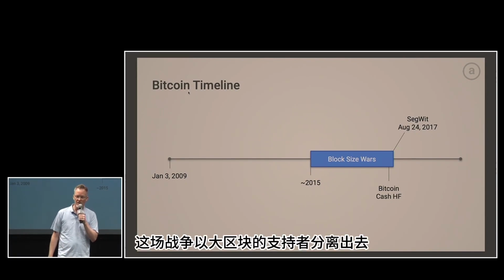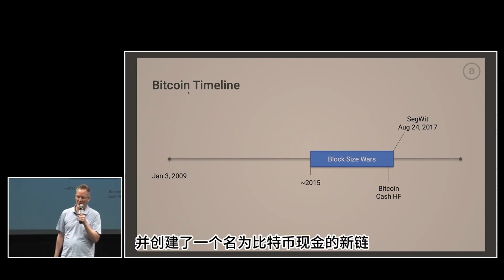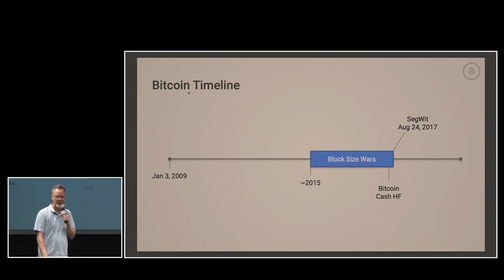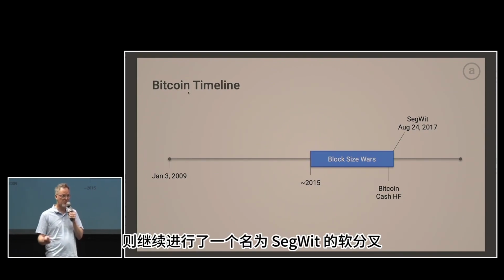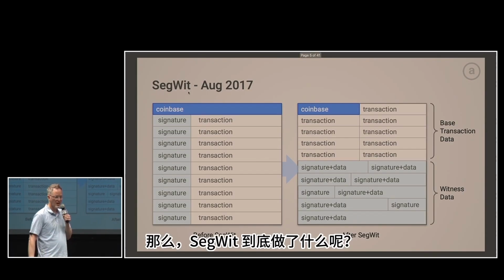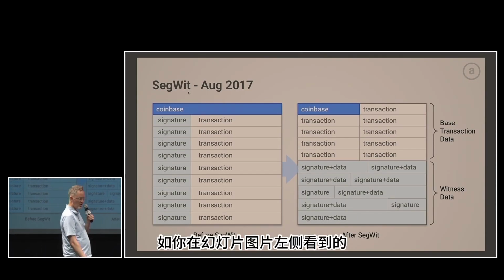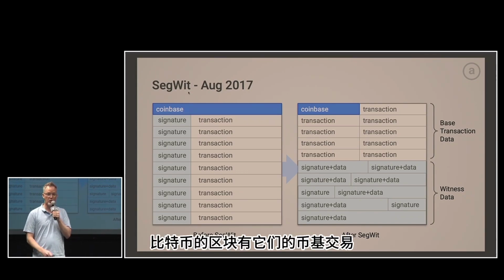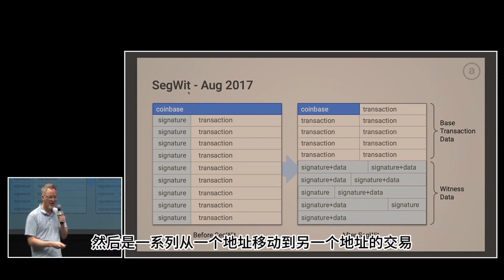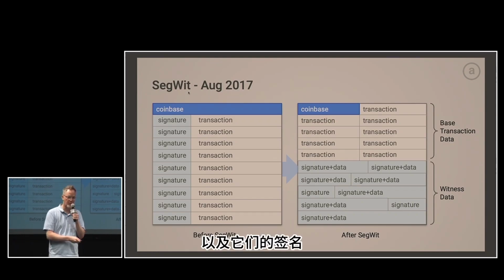It ended with the big blockers splitting off and creating a new chain called Bitcoin Cash, and the existing mainline of Bitcoin continuing on with a soft fork called SegWit. So what did SegWit do? Well, you can see here on the left, we have before SegWit, and Bitcoin blocks had their Coinbase transaction, and then a number of transactions moving tokens from one address to another, and their signatures.